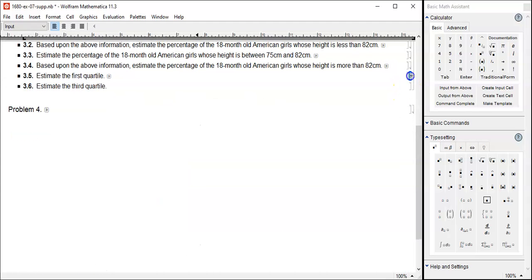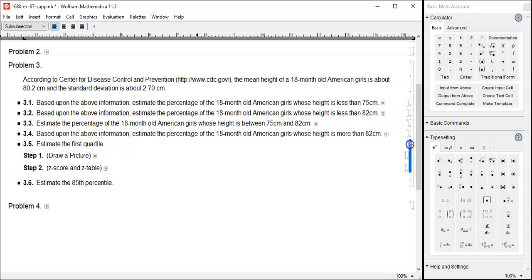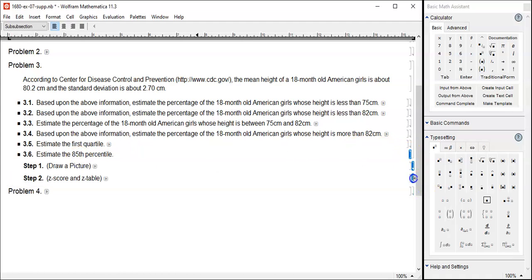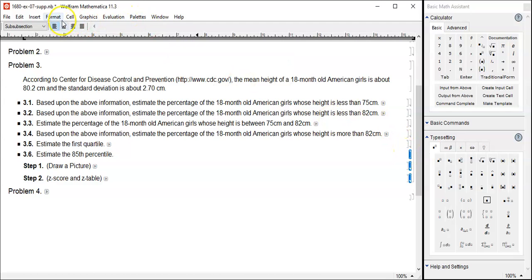Okay, how about the next problem here? Estimate the third quartile. Well, third quartile is the 75th percentile, but it's not general enough because we already did the 25th, and then the 75th, so let's go a bit more general. 85th percentile. I just made it up. Okay, alright. Let's find out the 85th percentile. Oh, by the way, I just made up the problem.